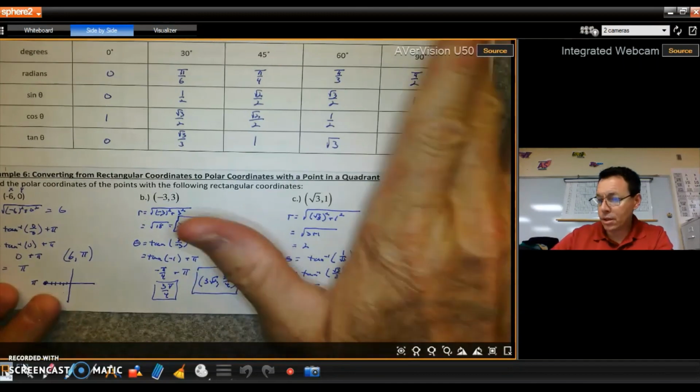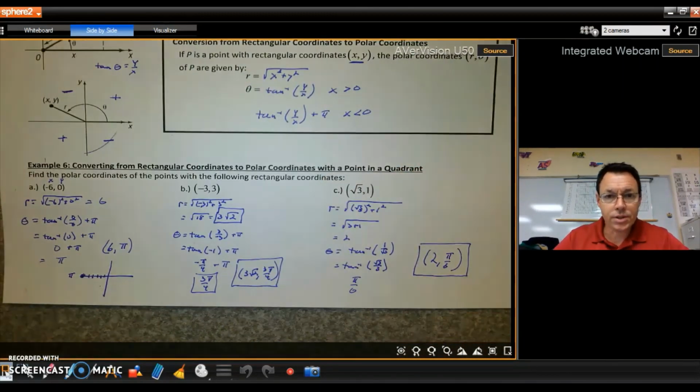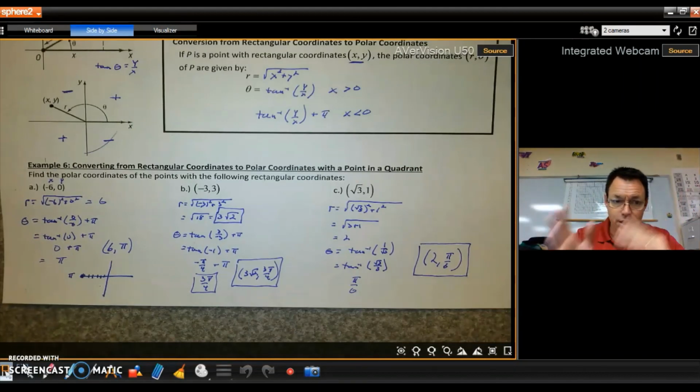So take a look at your worksheet as far as plotting points, as far as converting xy's into r's and thetas, and r's and thetas into x's and y's.